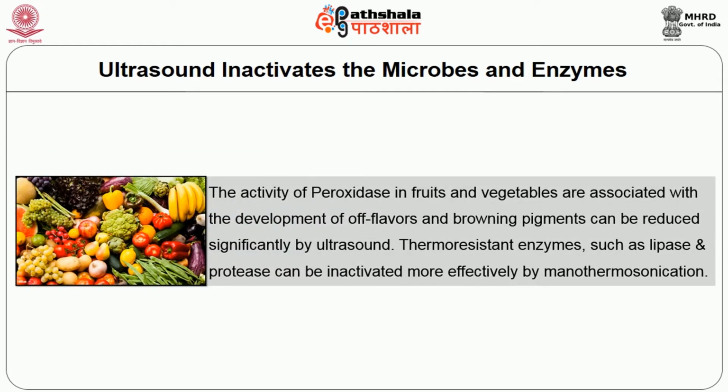The activity of peroxidase in fruits and vegetables is associated with the development of off flavors and browning pigments that can be reduced significantly by ultrasound. Thermoresistant enzymes such as lipase and protease can be inactivated more effectively by manothermosonication.